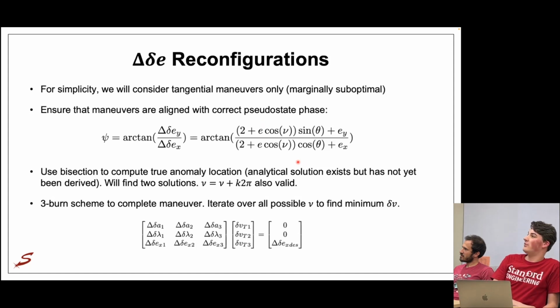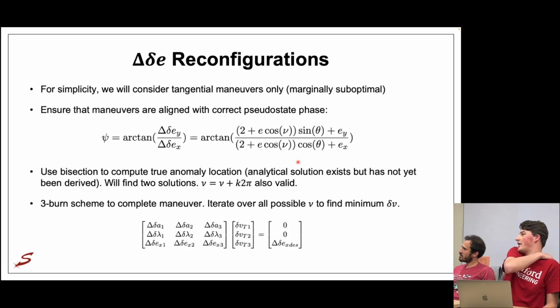This one is less straightforward. In order to perform a relative eccentricity reconfiguration, the first assumption I'm going to make is that we're only going to use tangential maneuvers to do this realignment. Something that Michel showed in her work is that that is marginally suboptimal. You're going to get a slightly higher delta V by doing that, but it is very, very small. So for the purposes of this work, I think it's perfectly acceptable to size maneuvers using just tangential maneuvers for relative eccentricity.